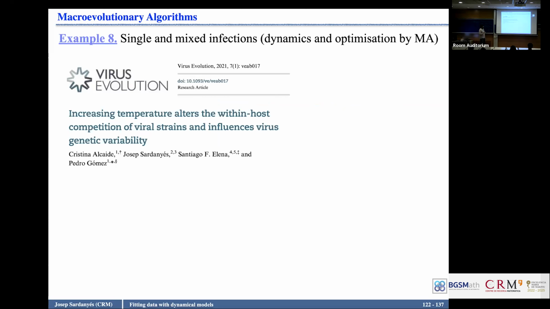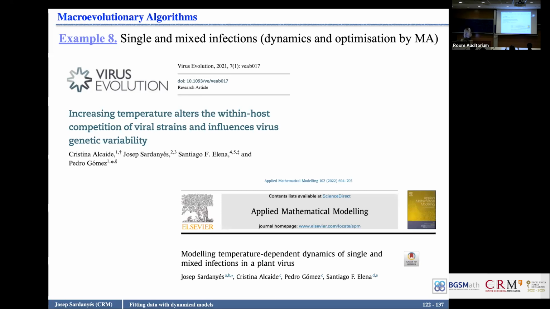Now I will end with an example in which I use this macroevolutionary algorithm for a specific problem. This is a work that we did in collaboration with Cristina Alcaide and Pedro Gomez from Murcia. They are plant biologists. And here they collaborate with me and with Santiago Lena because they had some nice data. This is the work I will present, and I will tell you a very funny story. So what do we do?